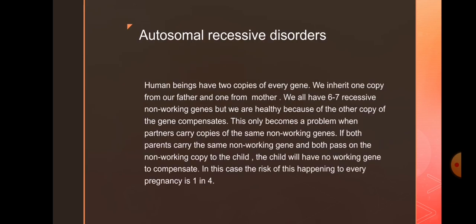Autosomal recessive disorder. Human beings have two copies of every gene. We inherit one copy from our father and one from our mother. We all have 6 to 7 recessive non-working genes, but we are healthy because the other copy of the gene compensates. This only becomes a problem when partners carry copies of the same non-working gene. If both parents carry the same non-working gene and both pass on the non-working copy, the child will have no working gene to compensate. In this case, the risk of this happening in every pregnancy is 1 in 4.